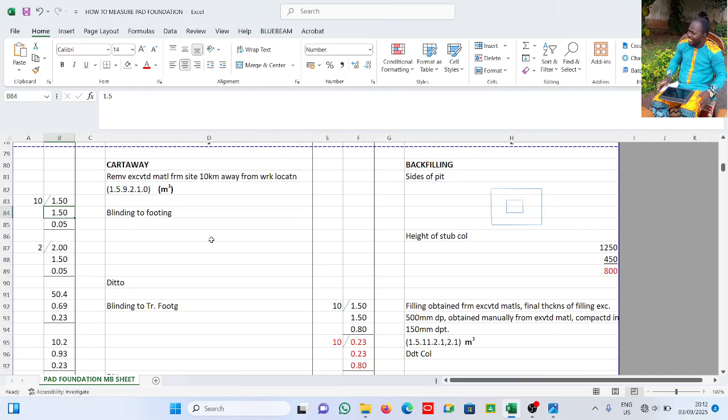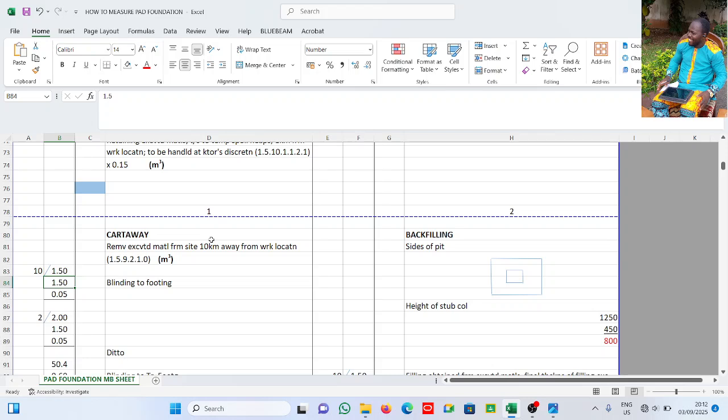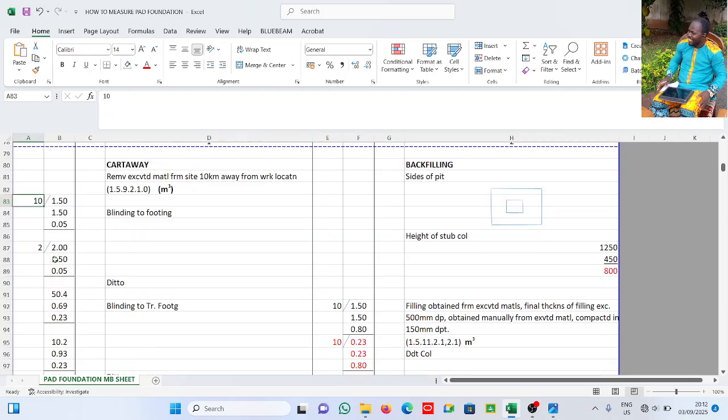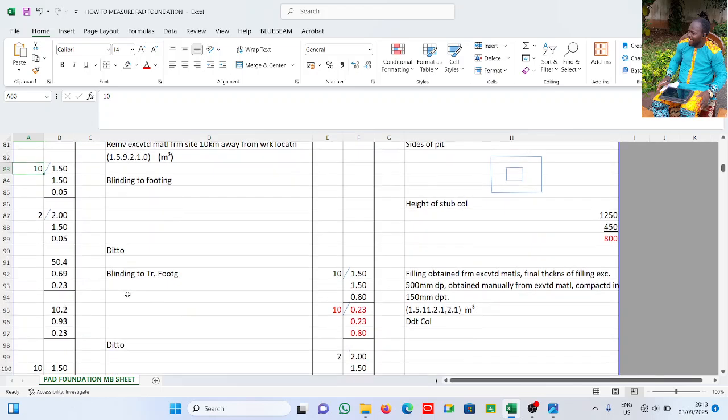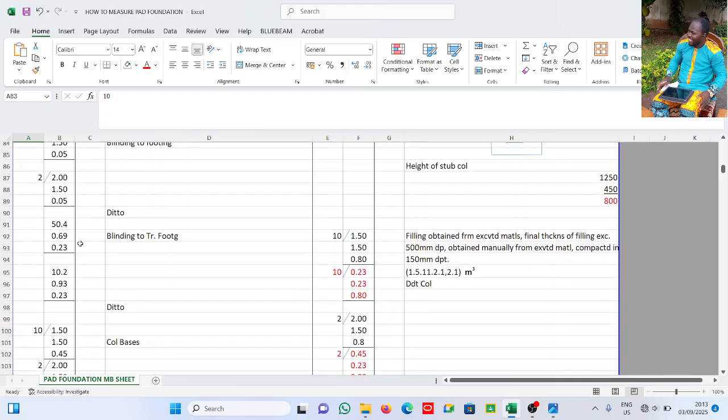There's another method, but let me not describe that. It will take time. All right, this is the blinding. This by 10. Then this is the other one, footing 2000 by 1.5 by 0.05. We have two numbers of them. That makes them 12.